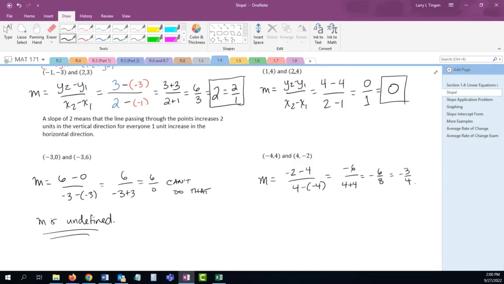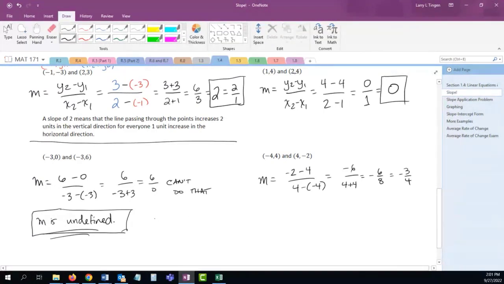All right. So for the first problem down there, I've got a slope that's undefined. It's undefined because following the directions causes me to divide by 0. You cannot divide by 0. It is not allowed. That means my slope is undefined.